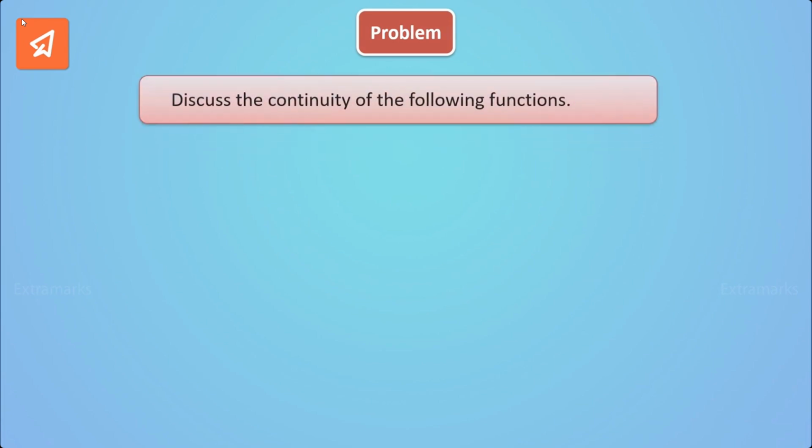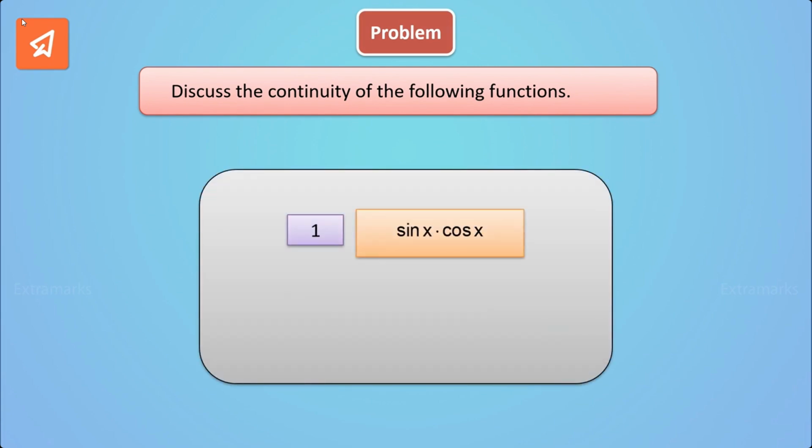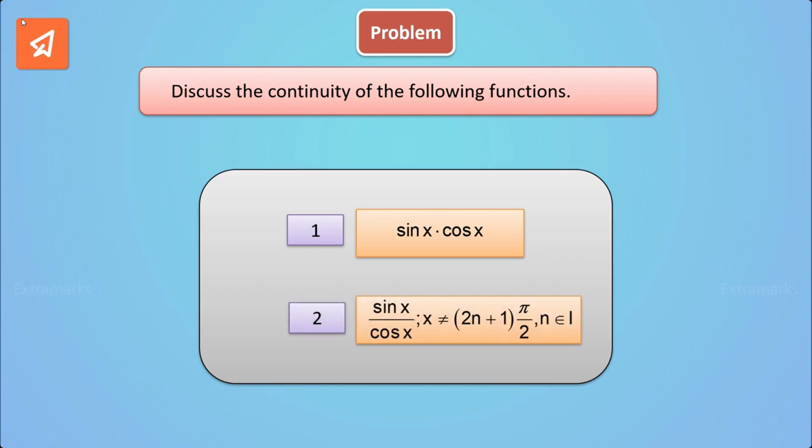Discuss the continuity of the following functions. First, sin x times cosine x. Second, sin x upon cosine x, where x is not equal to 2n plus 1 times pi by 2 and n belongs to integer.